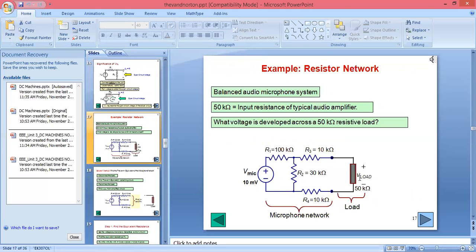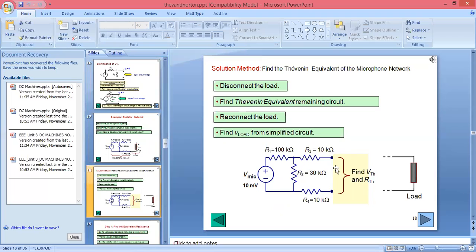The load which was given here, we are not considering, we are taking it as an open circuit. So when we consider it as an open circuit, we can disconnect the load and find the Thevenin equivalent, that is RTH and VTH. Again we can reconnect that load here and find the value of V load according to the voltage divider.